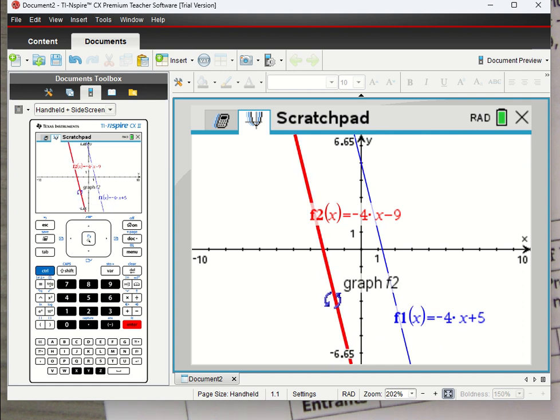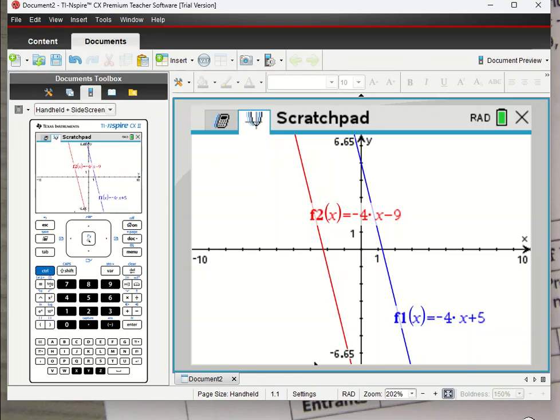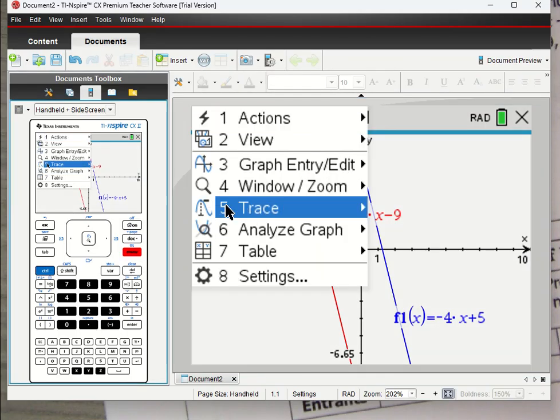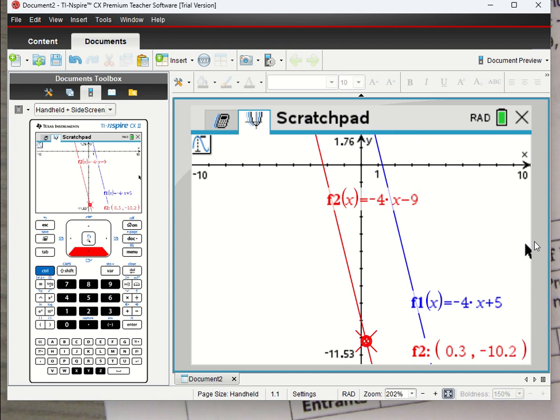So now we got to check that it goes through the point -2, -1. And let's see, we can trace it. Menu, trace, graph trace. And if we do left and right, it's just moving up and down on the line, but we need the red line. So we're going to go up and down to switch from red to blue. We're going to stay in the red, and we're going to go either to the left until we find that -1. But notice that it's not giving you that exact -1.